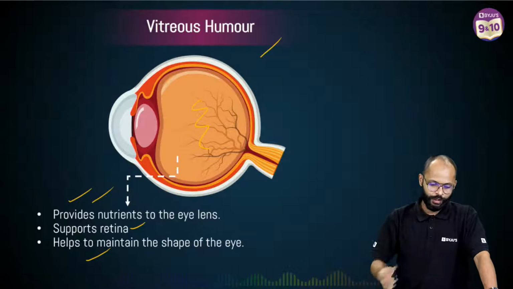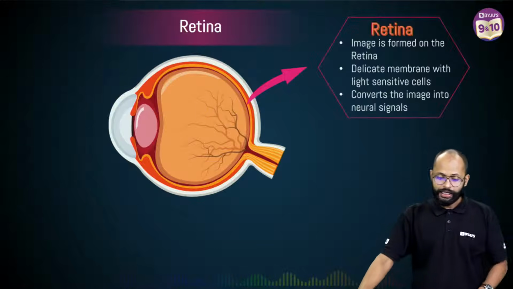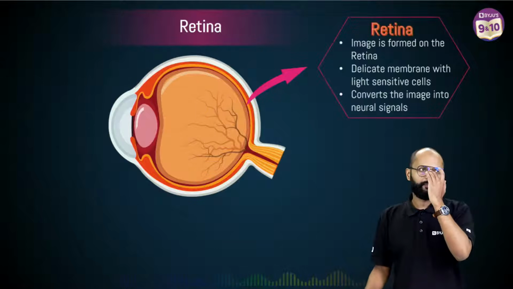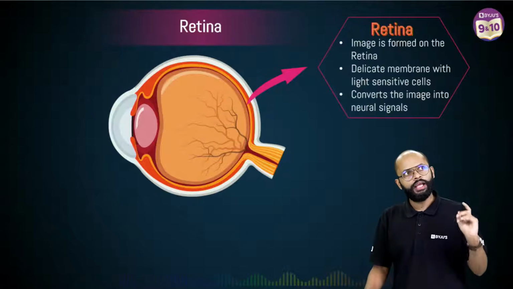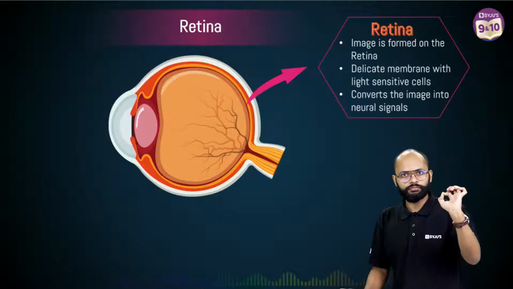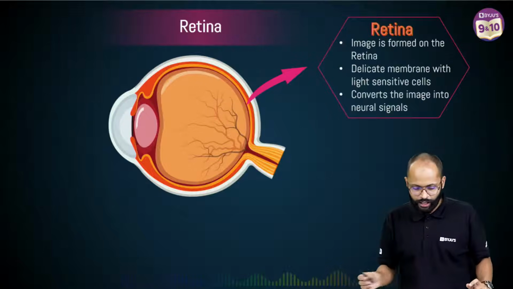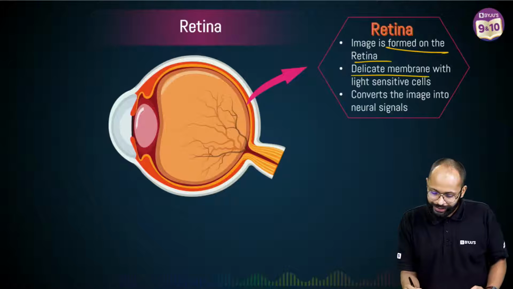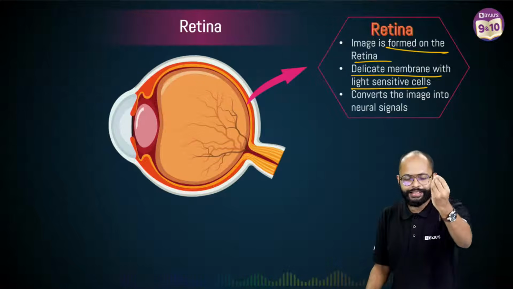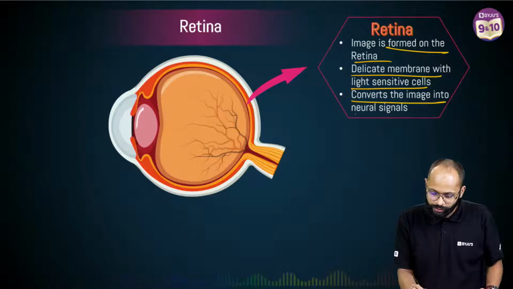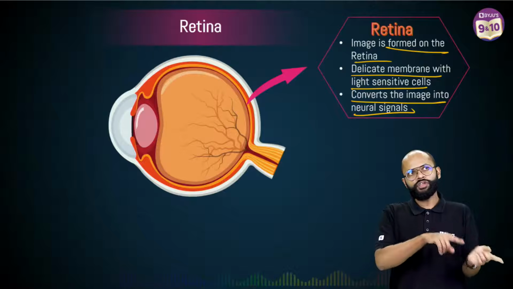All right. So, vitreous humor is fine. Retina is the screen. You must understand, it is the real image which is being formed in the eye. The way we used a screen in light, the retina is the screen now. Image is formed on the retina. It is a delicate membrane with light sensitive cells. It converts the image into neural signals.